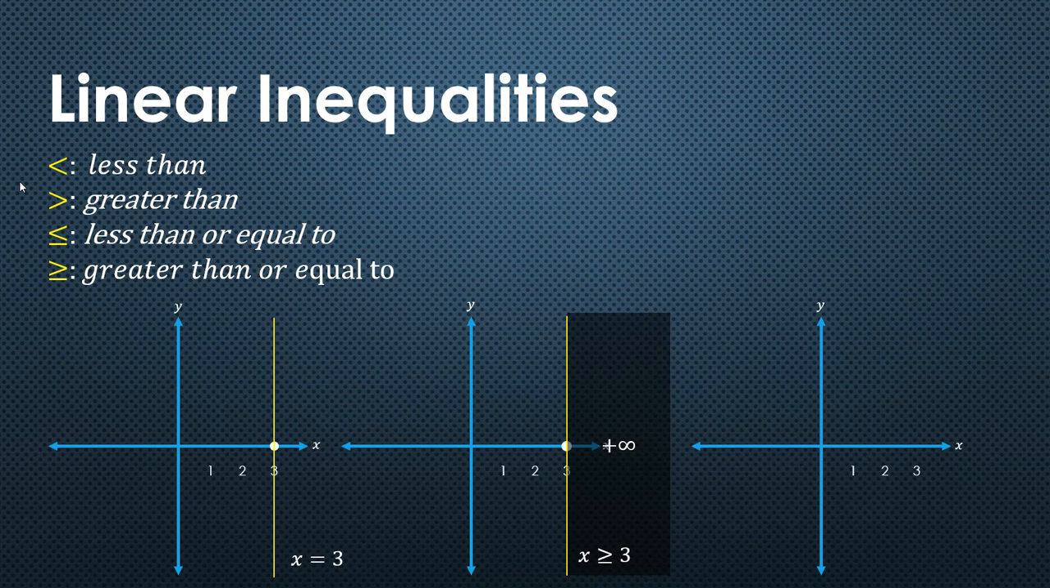Similarly, we have the same thing. However, this one we have x is greater than 3. The line passes through 3, but this time round we have a dotted line. The dotted line represents our starting point, which does not include 3, all the way to positive infinity.